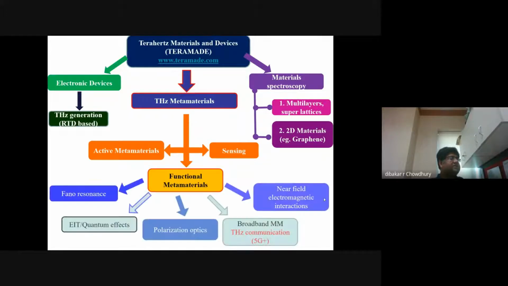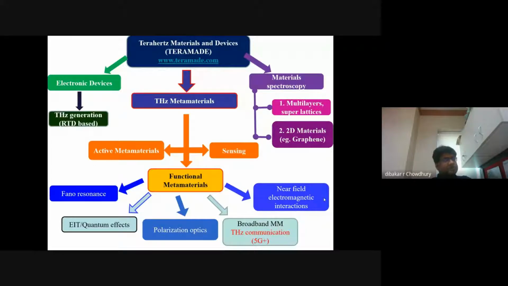In the case of functional metamaterials, again, we work on different aspects of metamaterials. For example, Fano resonance, then electromagnetically induced transparency or quantum effect metamaterials, then metamaterials for polarization optics, that is polarization conversion, and broadband metamaterials, which have a big influence in upcoming 6G communications, in terahertz communications, and near field electromagnetic interactions.